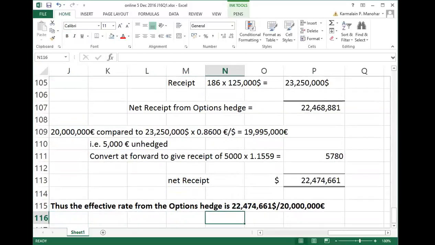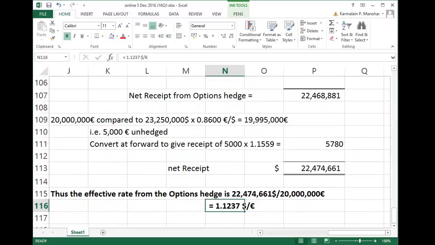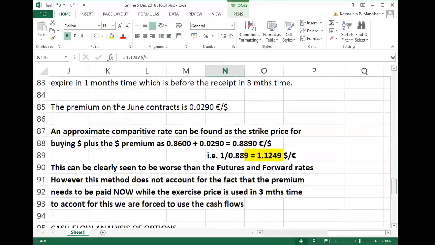Somebody tell me what's my effective rate? 1.237. 22,474,661 divided by 20. Yep, 1.1237 again, dollars per euro. Right, that doesn't seem to be awfully close. Well, it is close, but it isn't as close as I would have liked it to this value that we have up here, 1.1249, right?